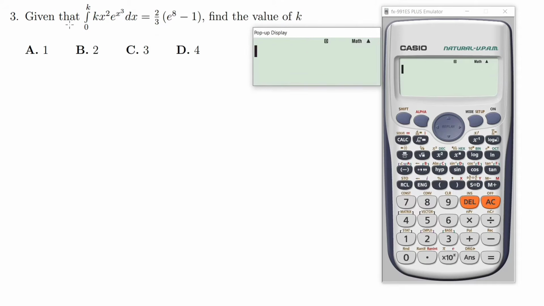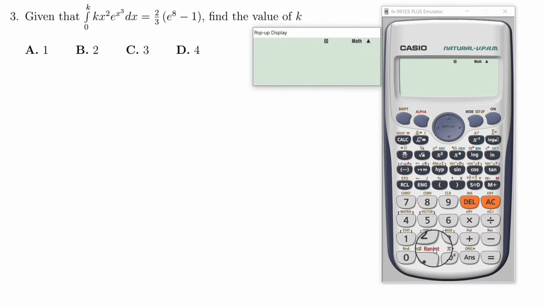Here in this question, it says given that the integral from 0 to k of kx raised to power 2 e raised to power x cubed dx is equals to 2 over 3 open bracket e raised to power 8 minus 1. We are asked to find the value of k. Alright, for me to find the value of k, and I want to use my calculator to solve this, the very first thing I might want to do is to get the numeric value of this first.